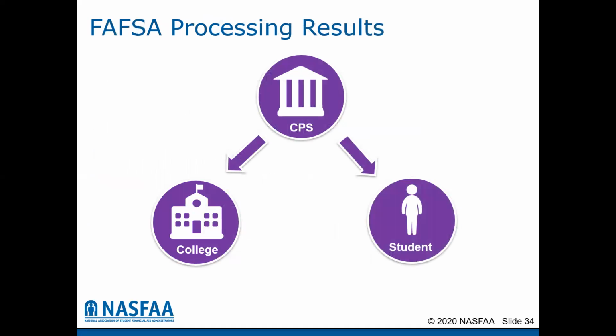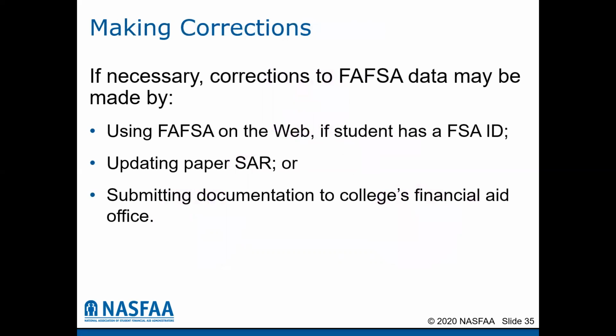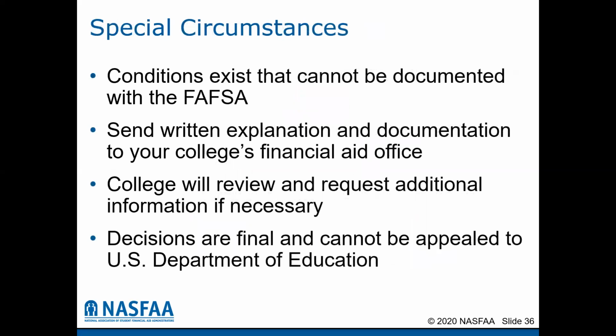After the information is sent to the central processing, that FAFSA information then is sent to both the college as well as the student to review. When you review your FAFSA information, if there's any corrections that need to be made, you can do so on the web if using your FSA ID to log in. You can update your paper student aid report, or you may need to submit information to your college's financial aid office.